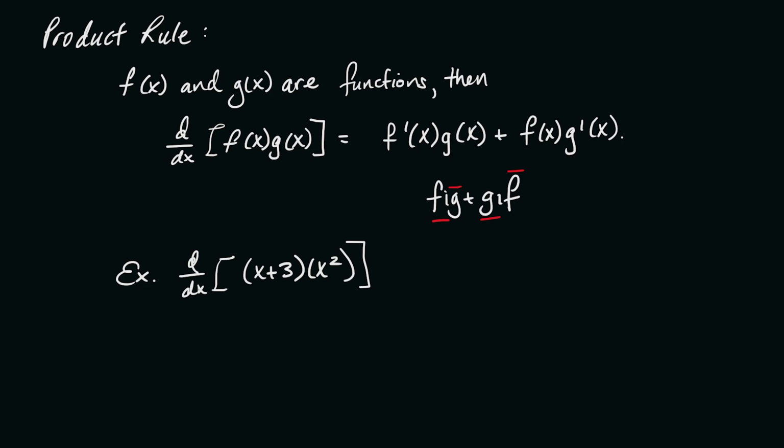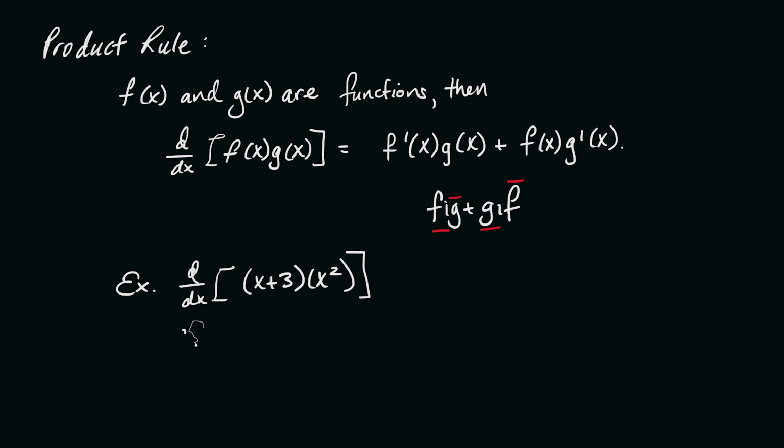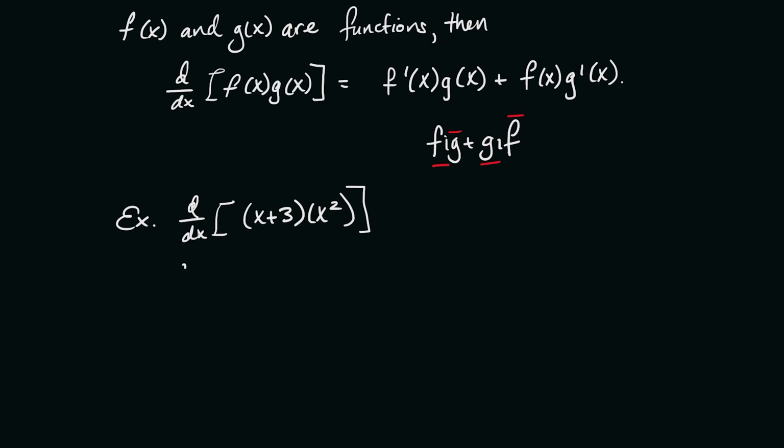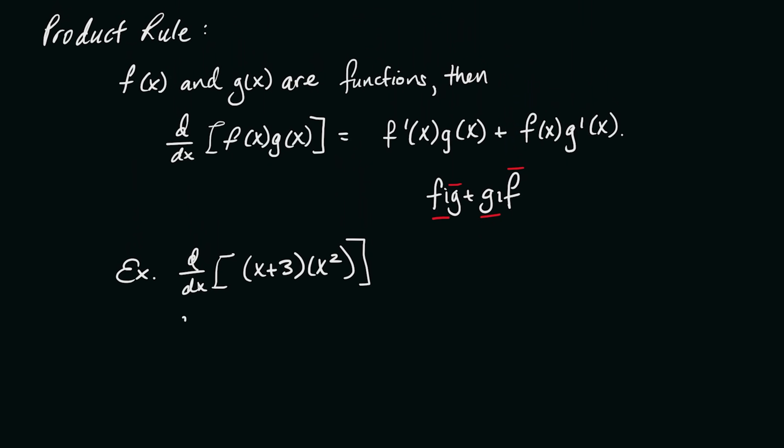So now we know that f of x is equal to x plus 3 because that's the first function. And then f prime of x is just equal to 1, since x is a variable and the derivative of any variable is just 1. And then we have g of x equal to x squared, while g prime of x is just equal to 2x. Now let's put that all together in this form.